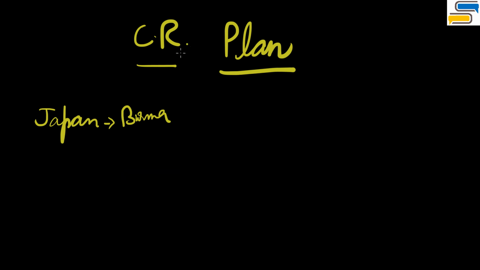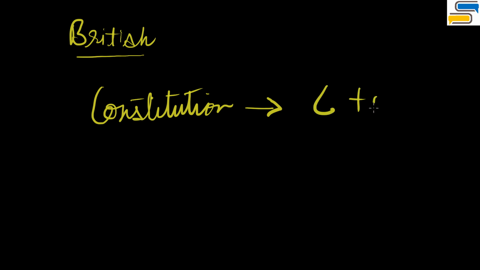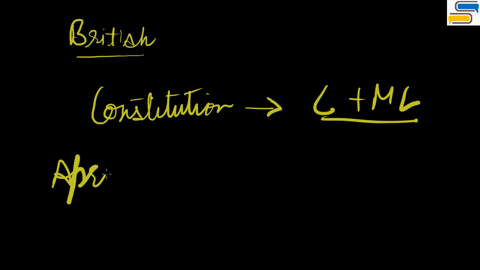Let's see what are the steps that CR takes for having the support of the British, because now he wants the support of the British. For this, he says that we will need a constitution of our own, so that we have our own powers. And a constitution is possible only when Congress and Muslim League are friends with each other. Now, in April 1942, Madras presidency was attacked.